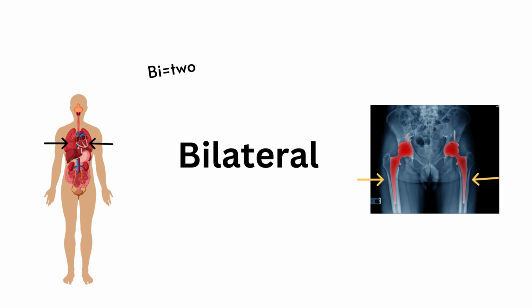The next word is bilateral. You can think of bi equals two. Lateral means on the sides. So if it's bilateral, it means it's on both sides. You can think of on the sides right here, or the lungs are bilateral. They're on both sides.